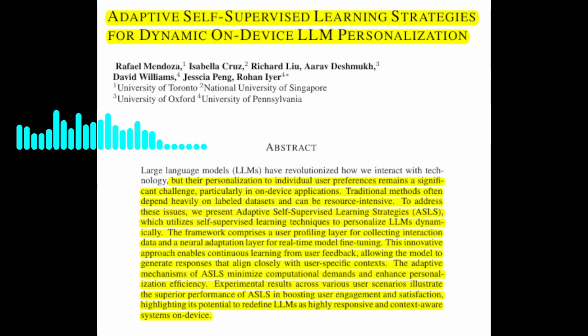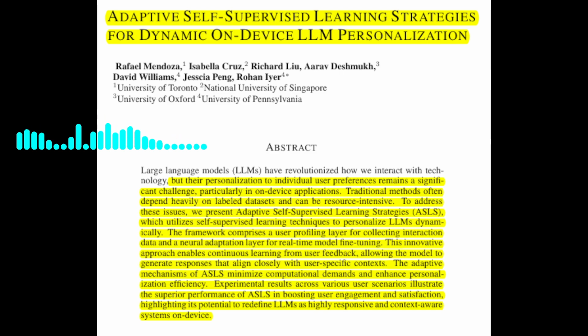Can you elaborate on how ASLS utilizes self-supervised learning? ASLS employs a two-layer architecture. The first layer is a user profiling layer that gathers interaction data from the user, such as their feedback, interaction frequency, and contextual information. This data is then used to create a user profile that captures their preferences. The second layer is a neural adaptation layer that dynamically fine-tunes the LLM based on the user profile.